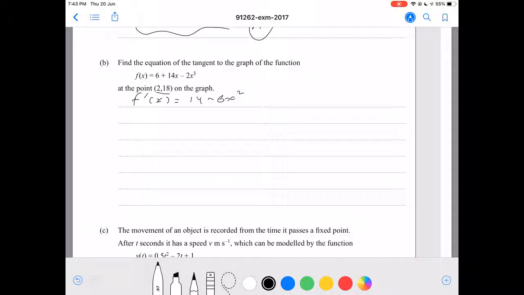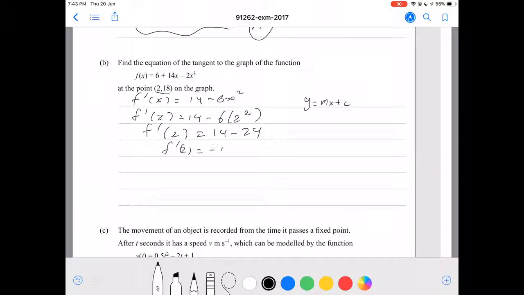So when x equals 2, we know our equation for a tangent is y equals mx plus c. Basically we're trying to find the gradient of the graph when x equals 2. So f dash of 2 equals 14 minus 6 times 2 squared, which is 14 minus 24. F dash of 2 equals negative 10. So we know that our gradient is negative 10 for our tangent.